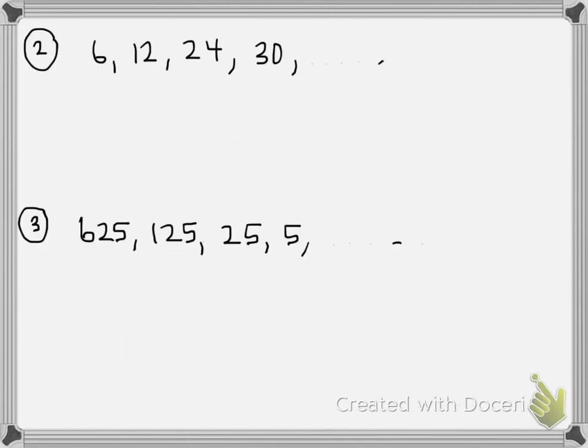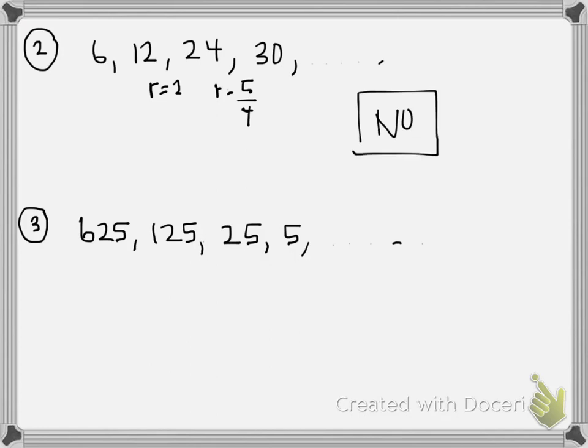Okay, so let's do another one. Here's a sequence. Is it a geometric sequence? The ratio, remember, has to be the same. So 30 divided by 24 is 5 over 4. What about 24 divided by 12? 24 divided by 12 is 2. So no, this is not a geometric sequence because the ratio is not constant.